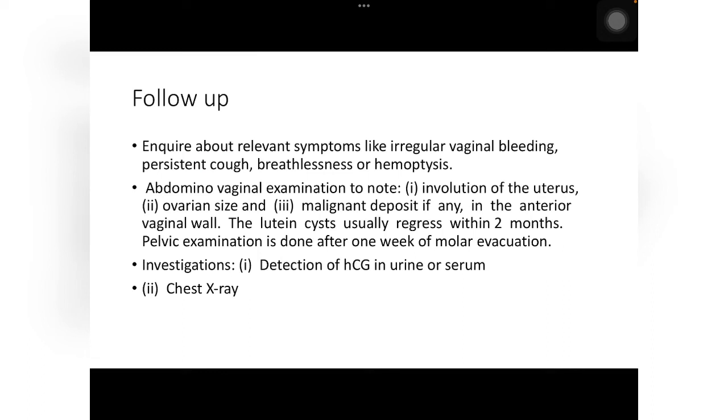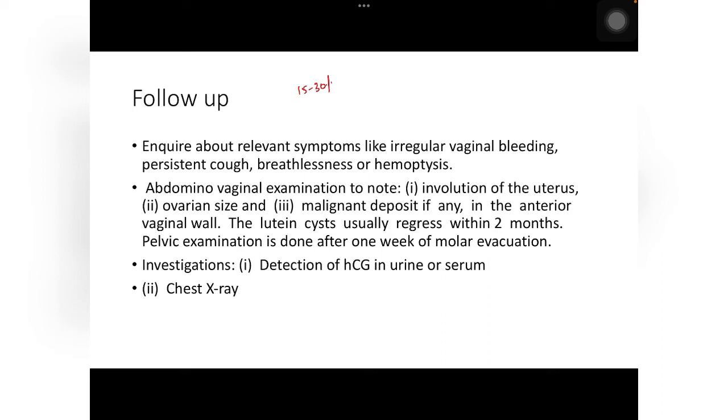So how am I supposed to follow up? Is that the end or should something else be done? This is the question now. We have to do regular follow-up because we already said it is a benign condition, but there is more malignant potentiality, especially when it is a complete mole, there is a 15 to 30% risk of developing into a malignancy, the gestational trophoblastic neoplasia. So the follow-up is a must in cases of molar pregnancy.